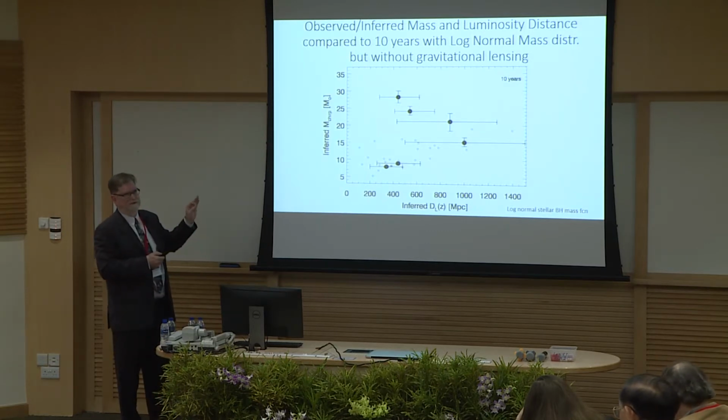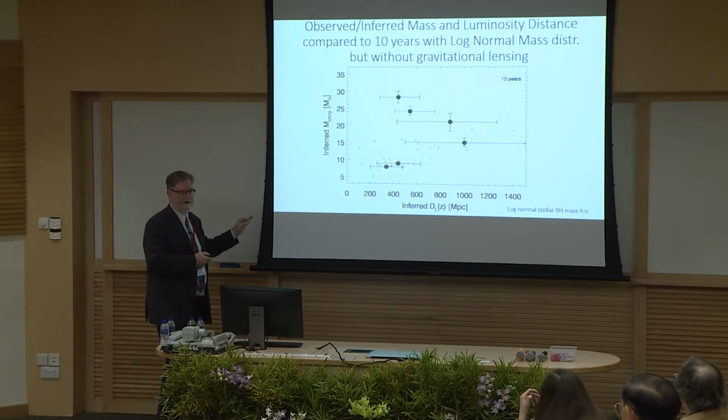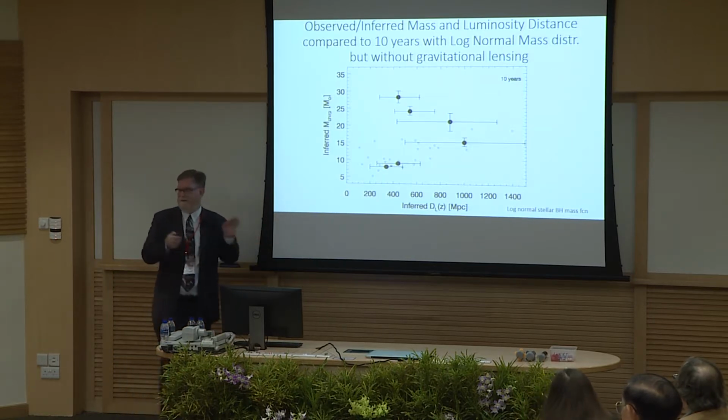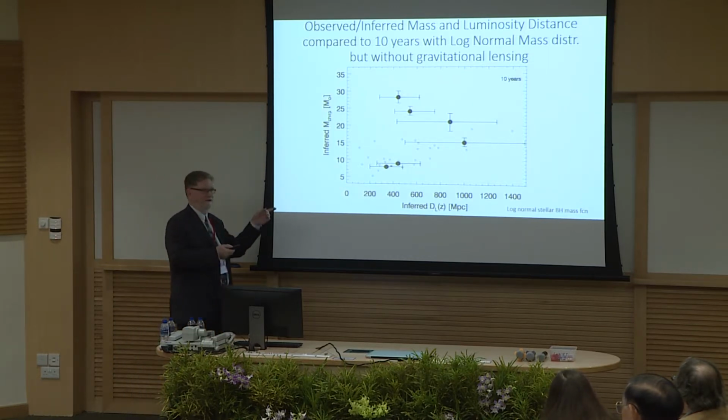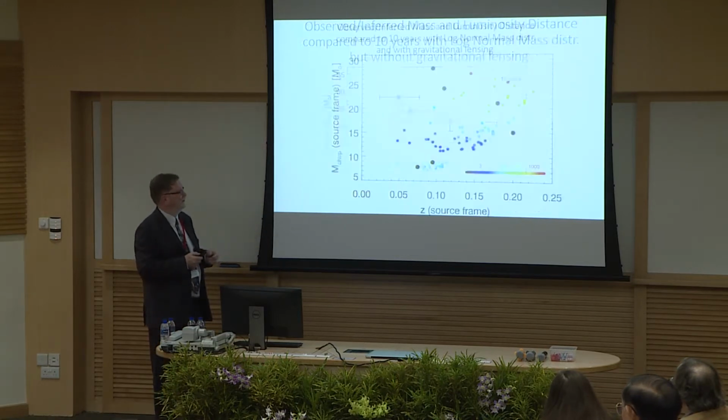That's assuming there isn't a second population, right? So the question is, is there a second population? What does it come from? Is it from the population 3 stars or primordial black holes, or is it gravitational lensing? So our model is it's gravitational lensing.